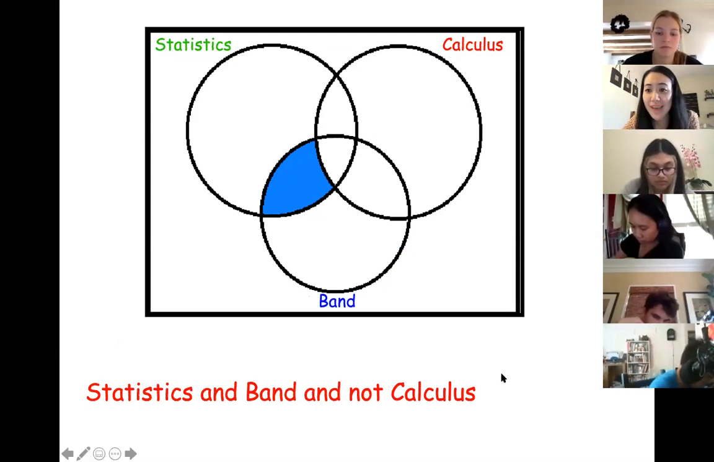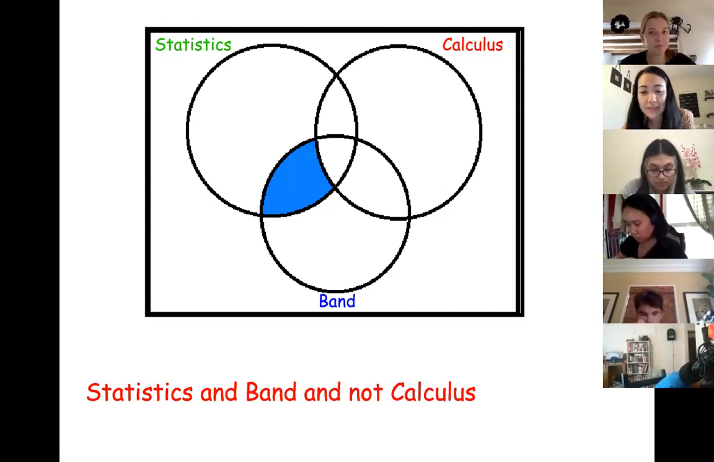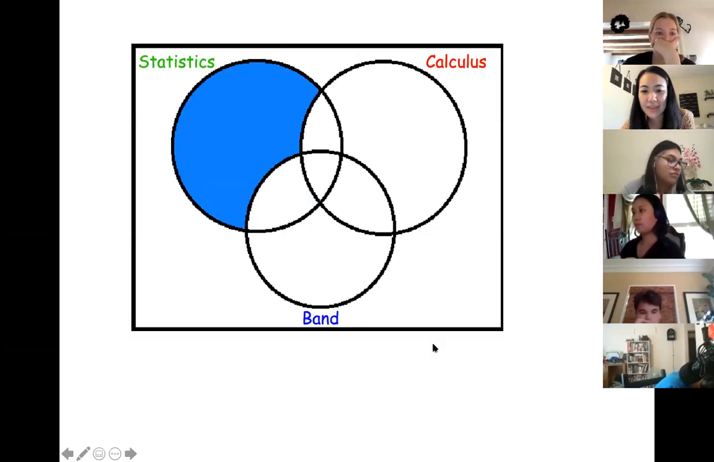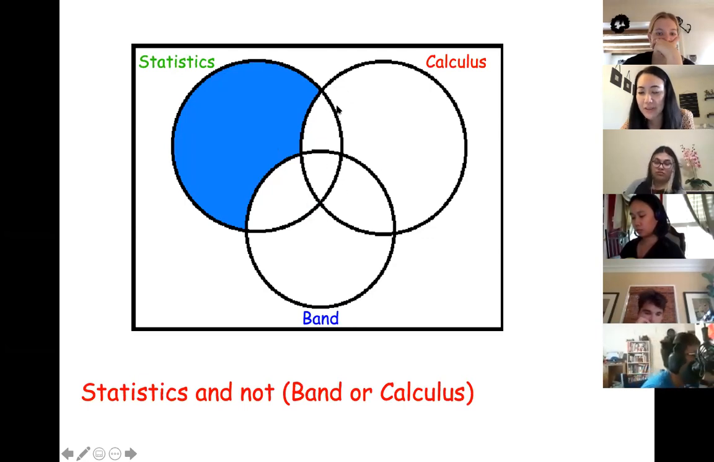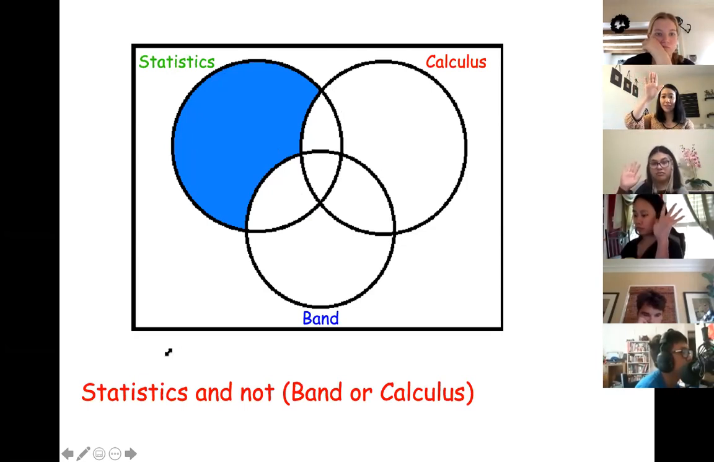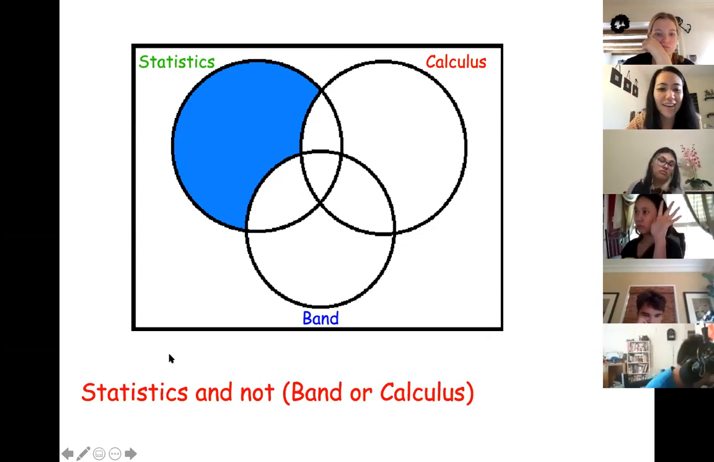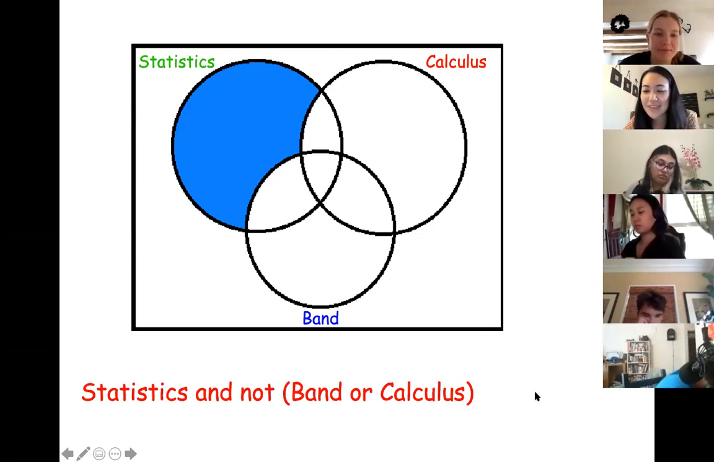Last one was a little different. This one says statistics and not band or calculus. So this is your final answer. Anything in the statistics circle, but nothing that is in either the band circle or the calculus circle. Subtracting out the calculus, subtracting out the band, leaves you with just this piece. Show of hands if you got this one correct. A few of you, good. Good job, guys. That is it. Any questions on these?